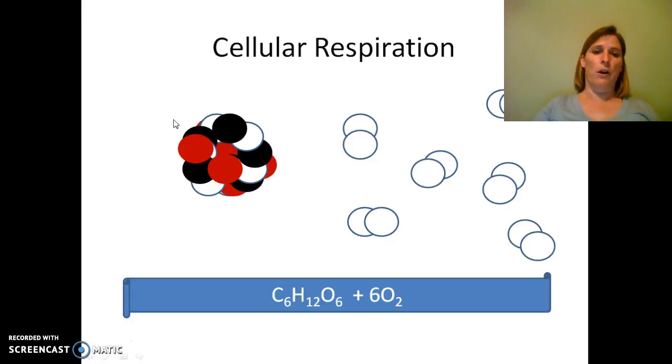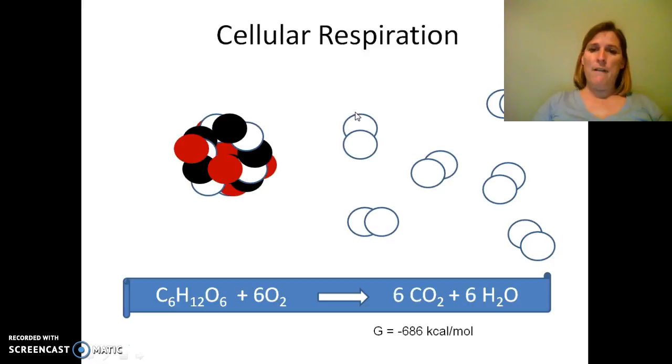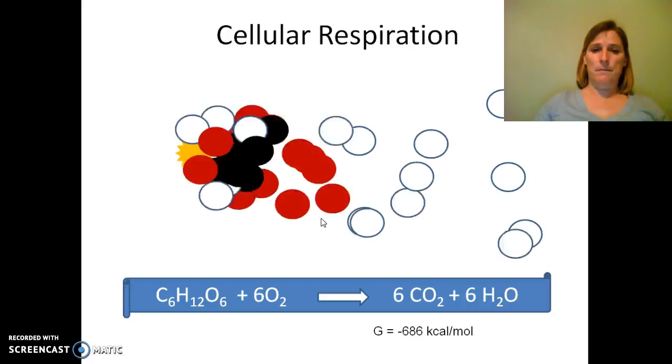So here we have our glucose molecule. It's made up of carbon, hydrogen, and oxygen atoms, and we also have our oxygen molecules. Oxygen molecules are also required for this process to take place. What I'd like you to notice is that our delta G for this process is a negative number. Basically what that means is that energy is going to be released in the process of breaking our glucose molecule into carbon dioxide and water. And what the process would look like is something like this.